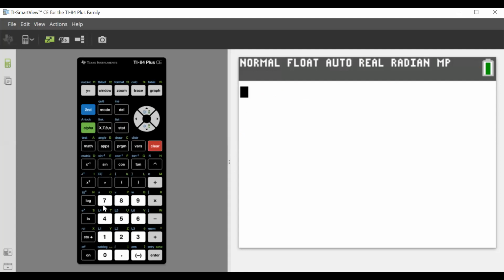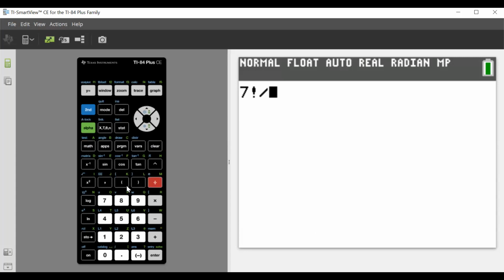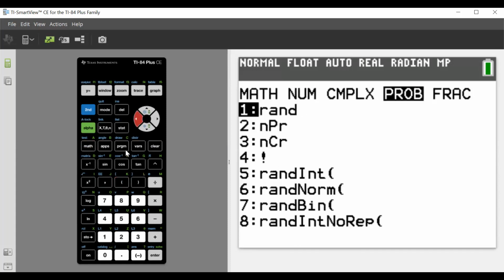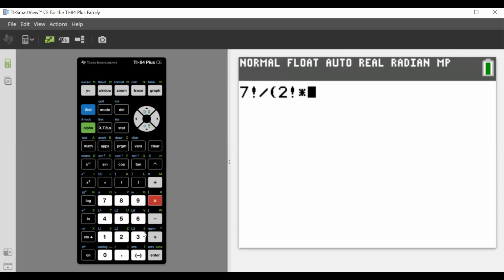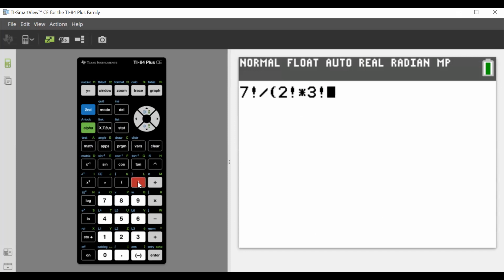And so what we're going to have is 7 factorial divided by, now remember, put parentheses here, so everything in the denominator is going to be divided into the 7 factorial. Then we have 2 factorial times 3 factorial in parentheses, and we get 420.